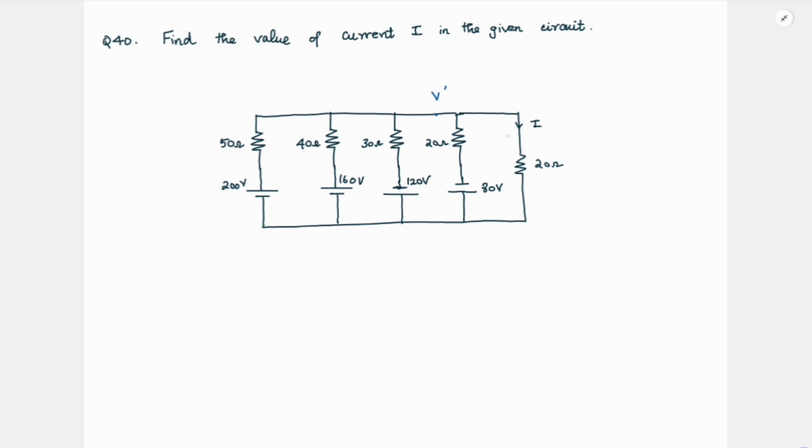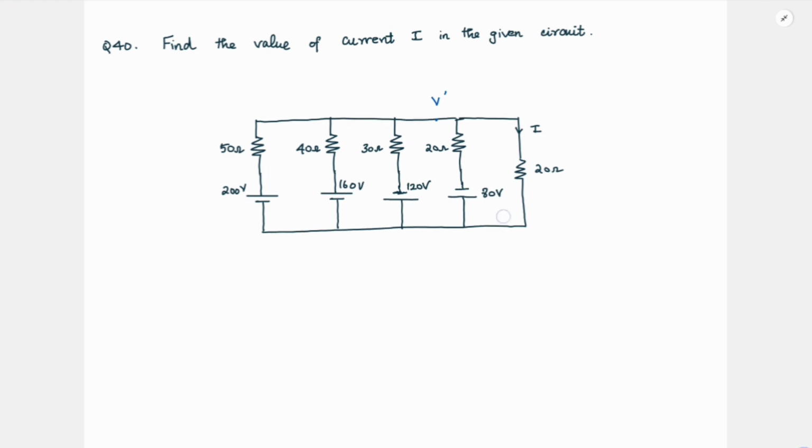you can write the KCL equation and find V dash, and then I will be given by V dash by 20 ohm. Another way to do it is using superposition, where you consider only one of the voltage sources at a time, find the current I, and finally sum them up. The third way is source transformation. This is a voltage source and a resistor. You can convert it into a current source and a parallel resistor, so the circuit will be simplified and you can directly find the current I.